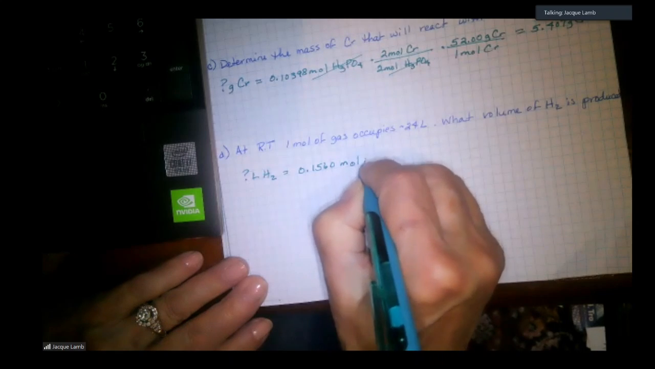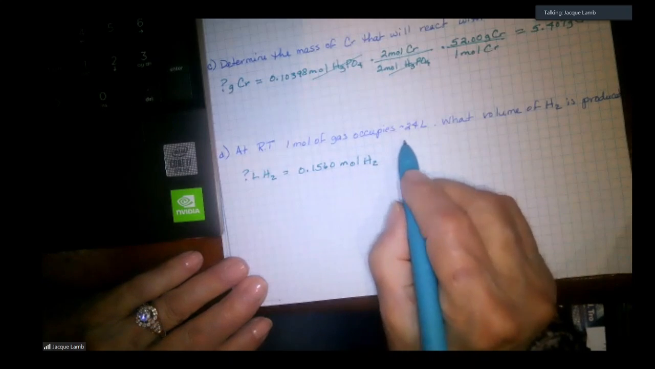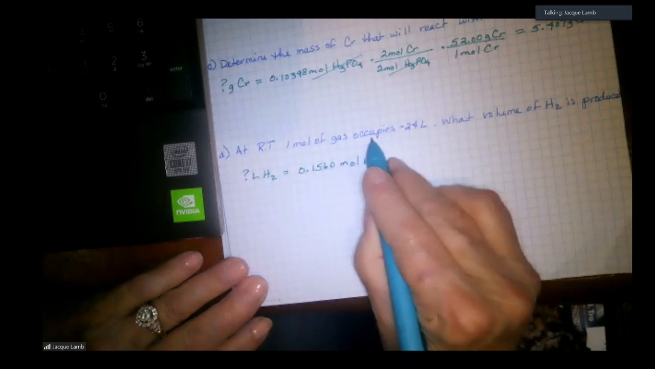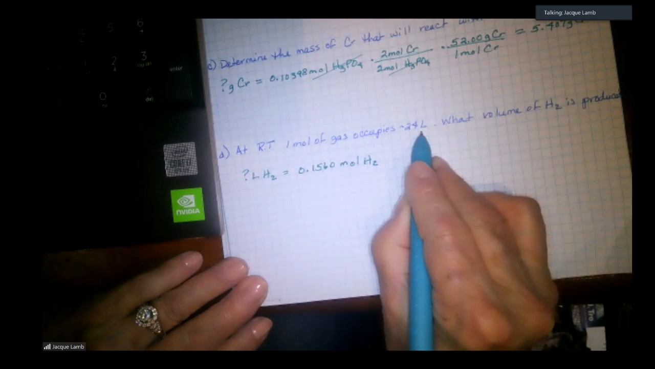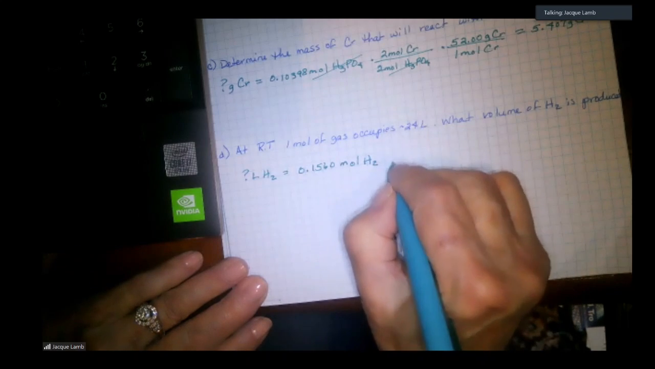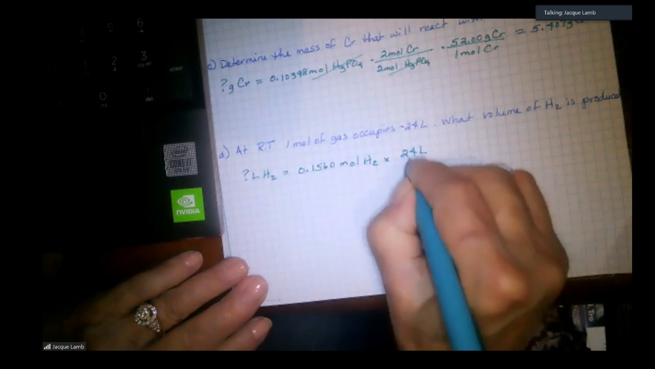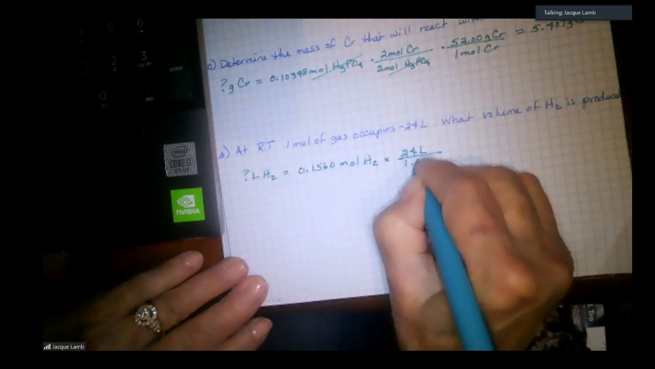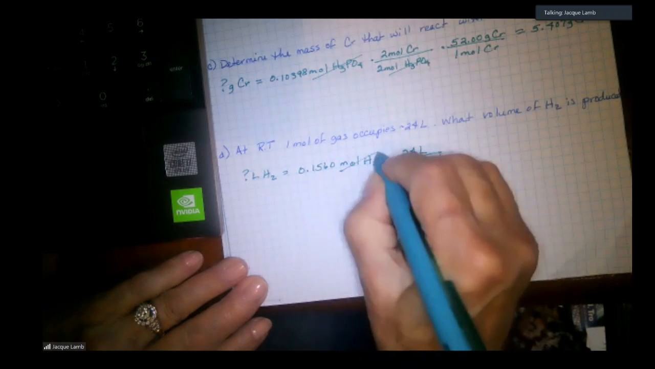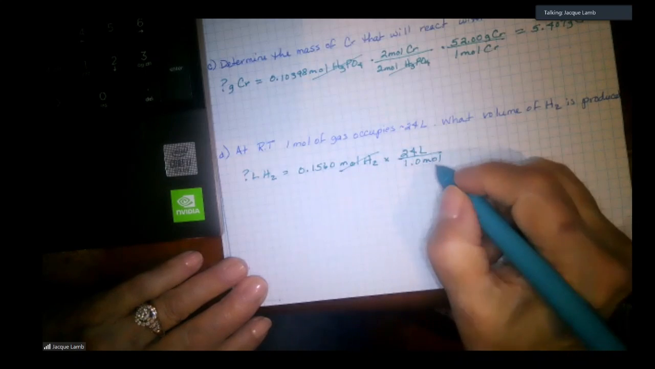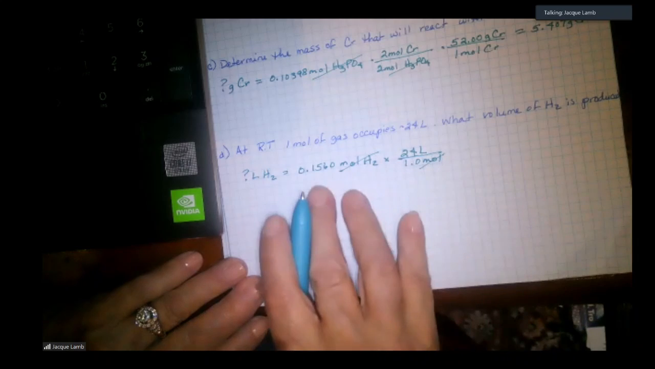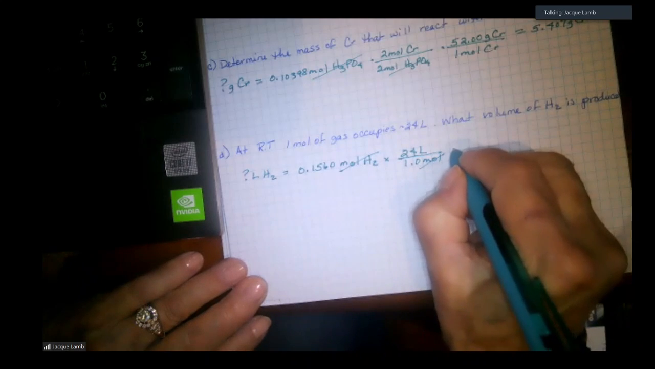0.1560 moles of hydrogen. And what I know is that 1 mole of gas at room temperature occupies about 24 liters. So I can multiply this by 24 liters per 1 mole. And that's 1 mole of any gas. So that converts my moles of hydrogen into volume.